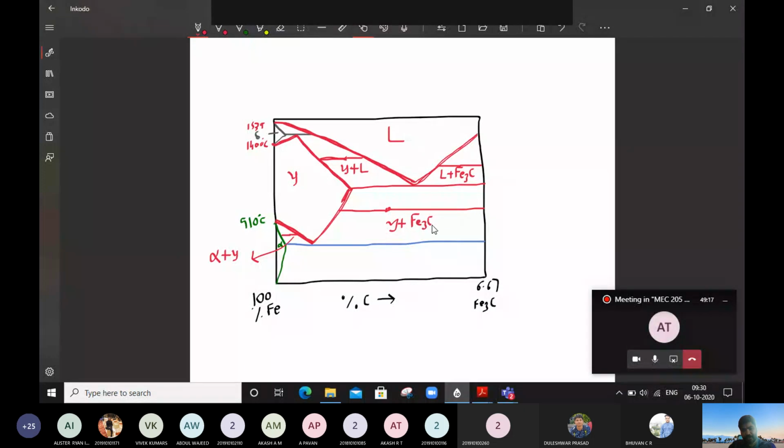You just need to know these four phases: alpha, gamma, delta, and liquid. And you should also know that this is the gamma boundary, this is the alpha boundary, this is the delta boundary, this is the liquidus boundary. Just knowing all these things, you can simply label all the phases. So here we are having gamma plus Fe3C. This gamma plus Fe3C together is known as ledeburite.